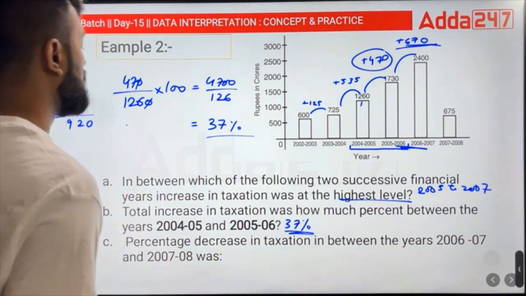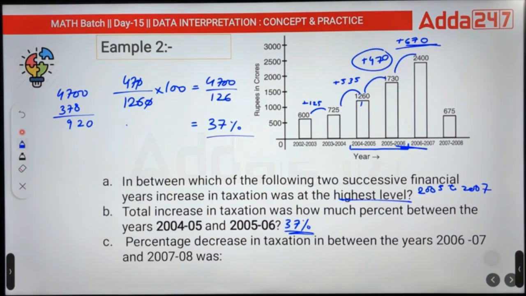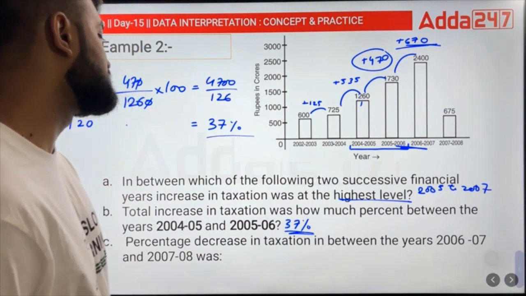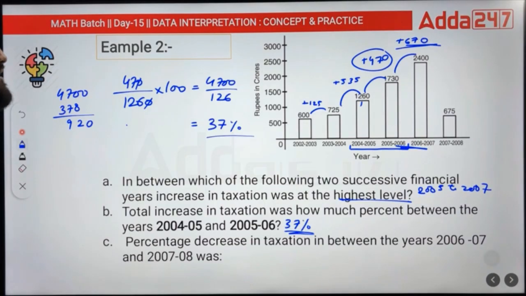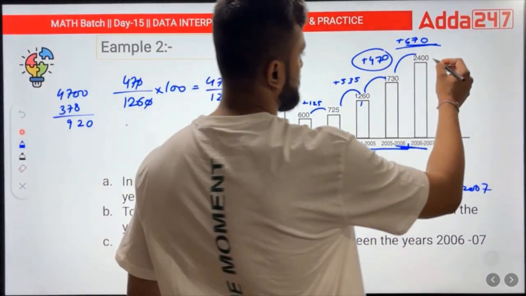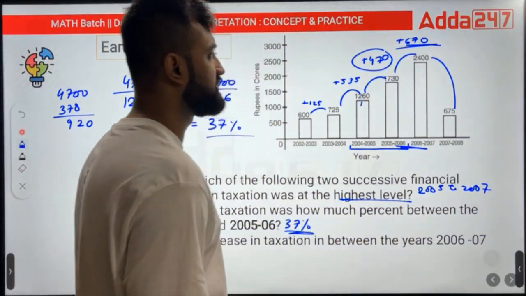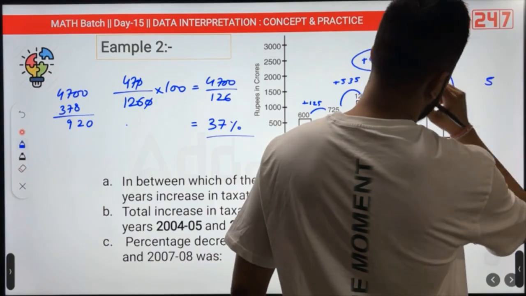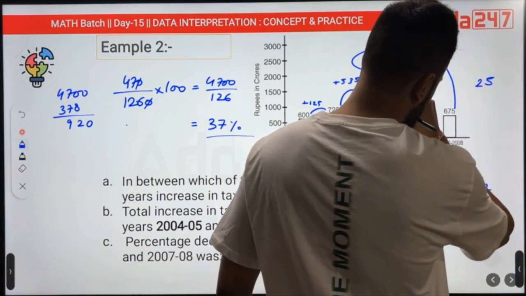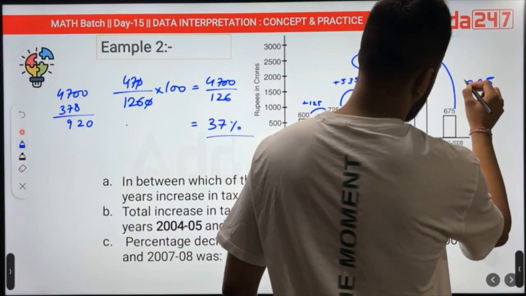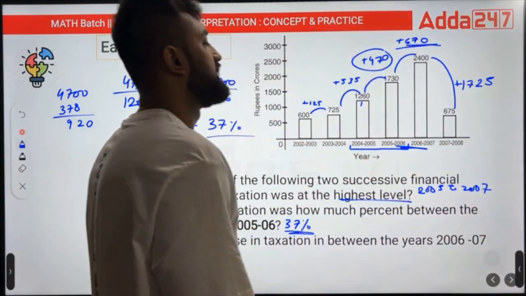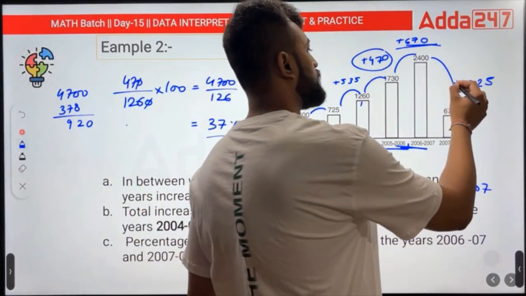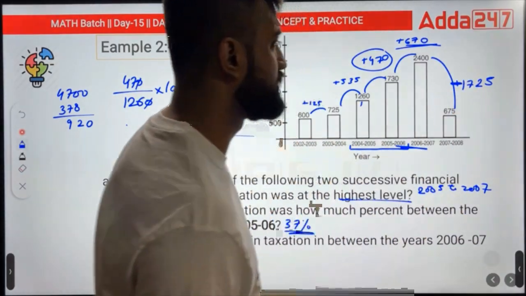Next, percentage decrease. Okay, I want to see the percentage decrease in taxation between the years. How much percent decrease is this one? Oh, there's a lot of percentage decrease, sir. How much decrease? Sir, I can see 1725 directly.